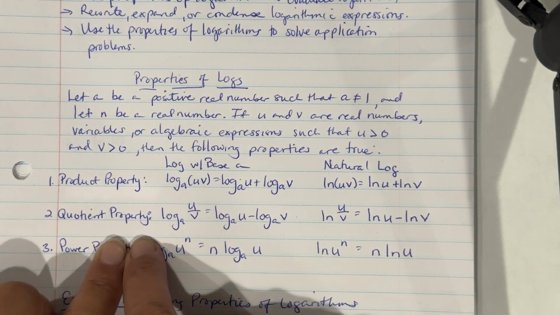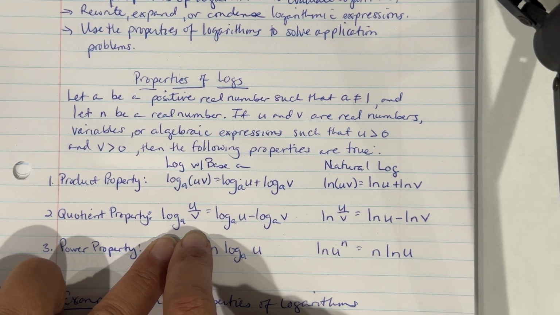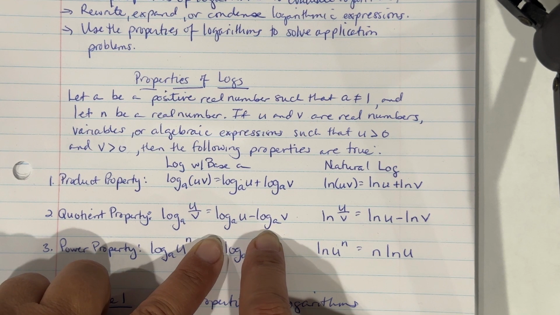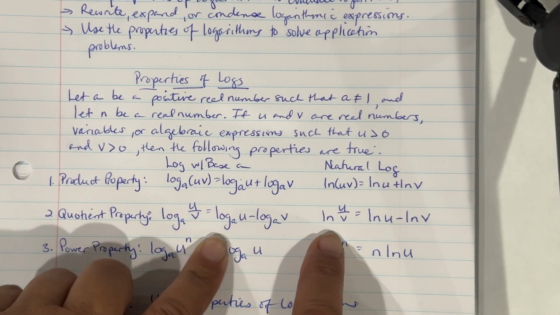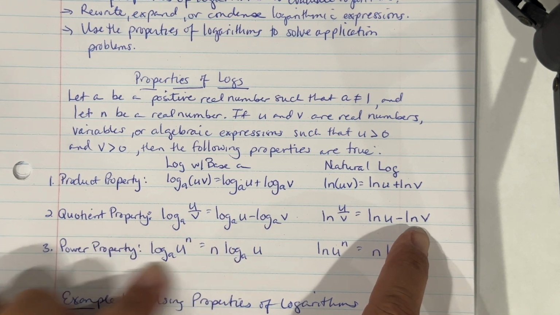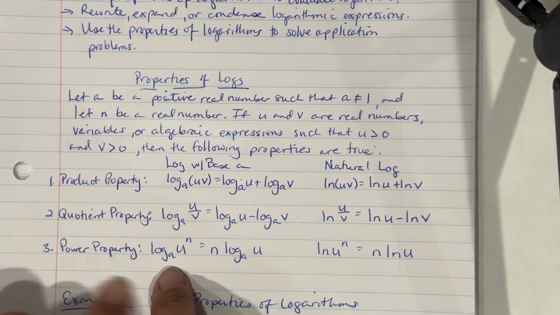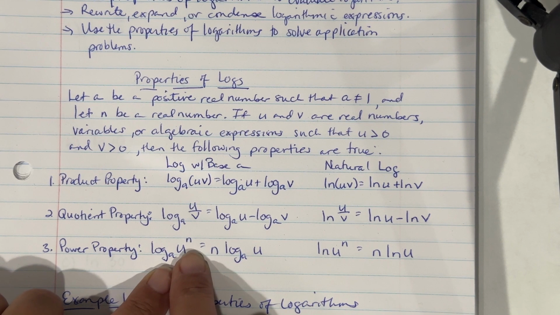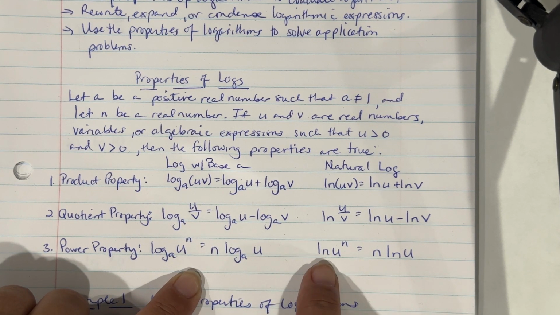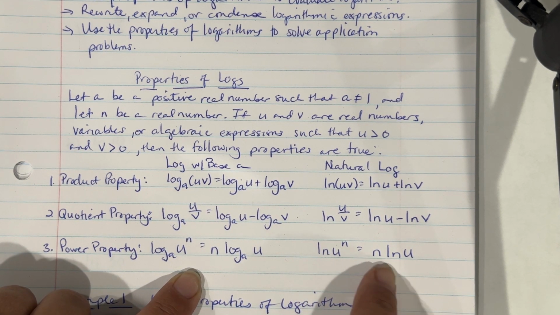If we see a quotient property, log base a of u divided by v, then it becomes log base a of u minus log base a of v. If we see ln of u over v, then it's ln of u minus ln of v. The power property says that if we see log base a of u raised to the power of n, then it's going to be equivalent to n times the log base a of u. If we see ln of u to the nth power, then it's going to be n times ln of u.